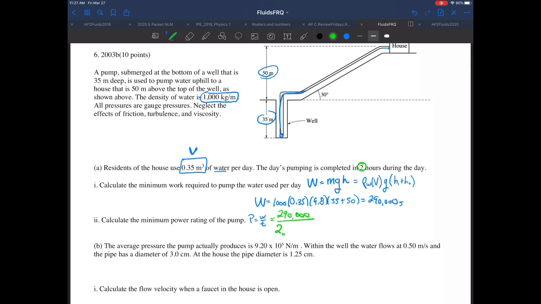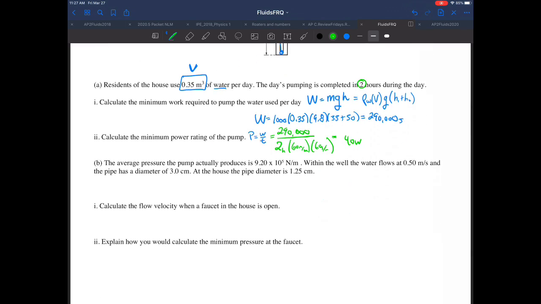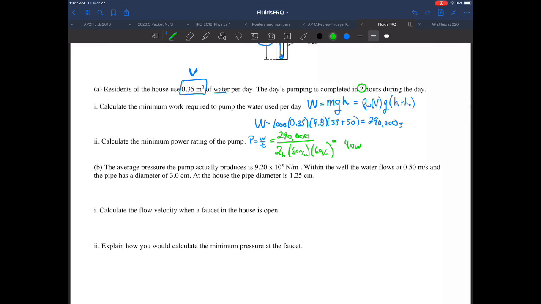2 hours times 60 minutes in an hour per hour. And then there's 60 seconds in every minute, right? So we're going to make sure that we convert to seconds. Our power is going to come out as 40 watts. The average pressure the pump actually produces is this number here, newtons per meter squared, or pascals.